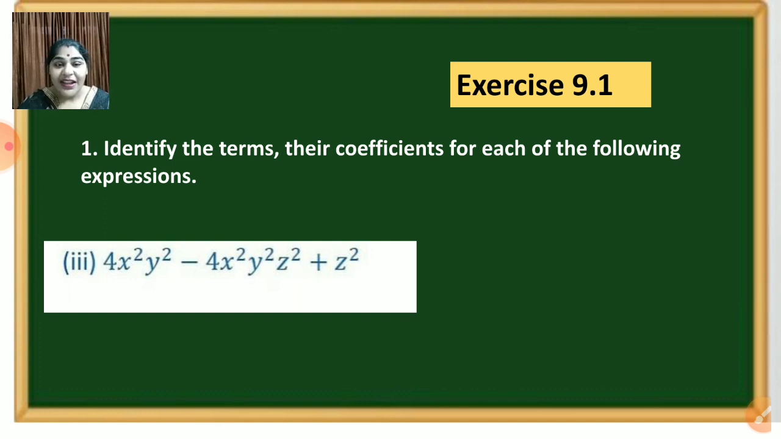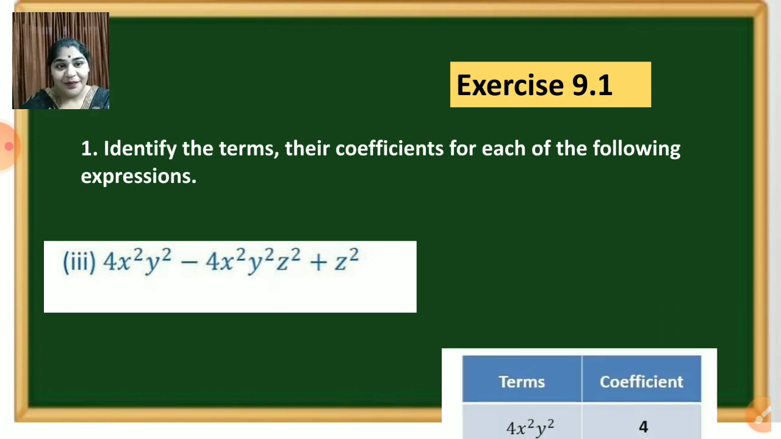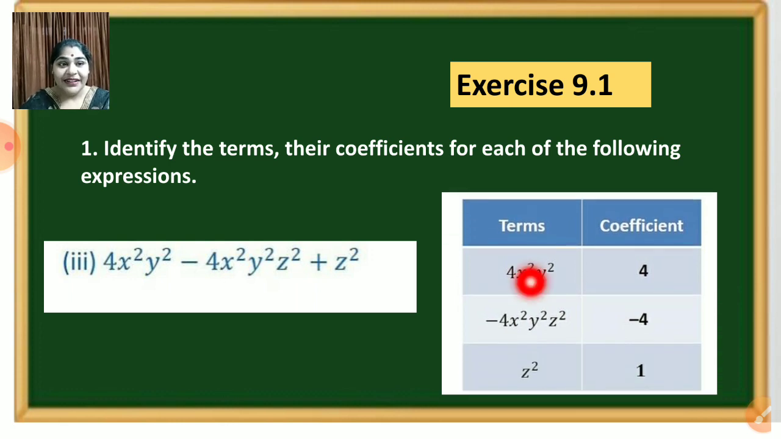So first of all, tell me how many terms are there in this given expression? Yes, there are 3 terms, that is 1, 2 and 3, right? So first thing, you will write the terms and then you will write the coefficient of each term. So this is how you will write, that is terms. You will write first term is 4x square y square and the coefficient is 4. The next term is negative 4x square y square z square. Don't forget the negative sign. So the coefficient will be negative 4.